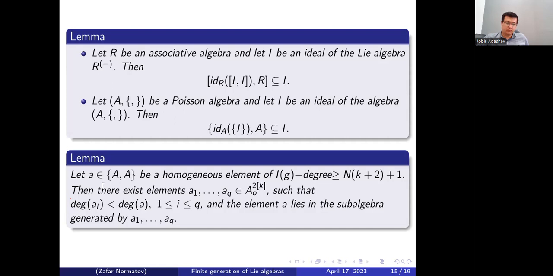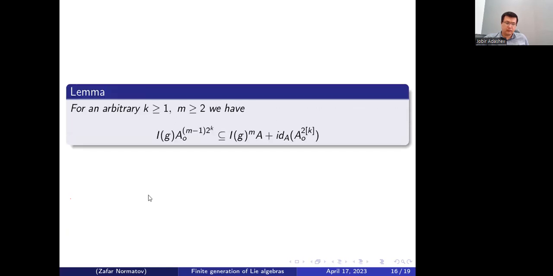And also, let a be a homogeneous element of Ig of degree greater than or equal to nk plus 1. Then there exist elements in this ideal such that the degree of a_i is less than the degree of a, and the element a lies in the subalgebra generated by these finitely many elements. So for arbitrary k and m, the following holds.